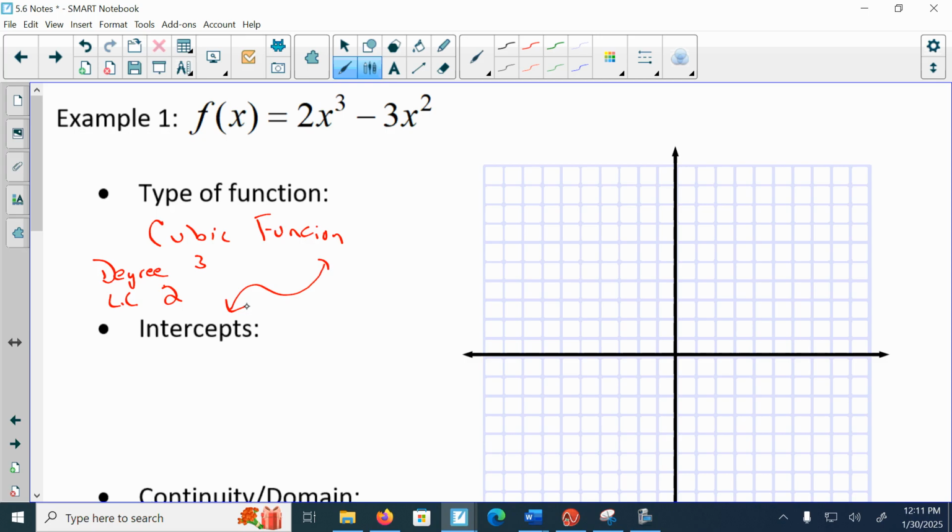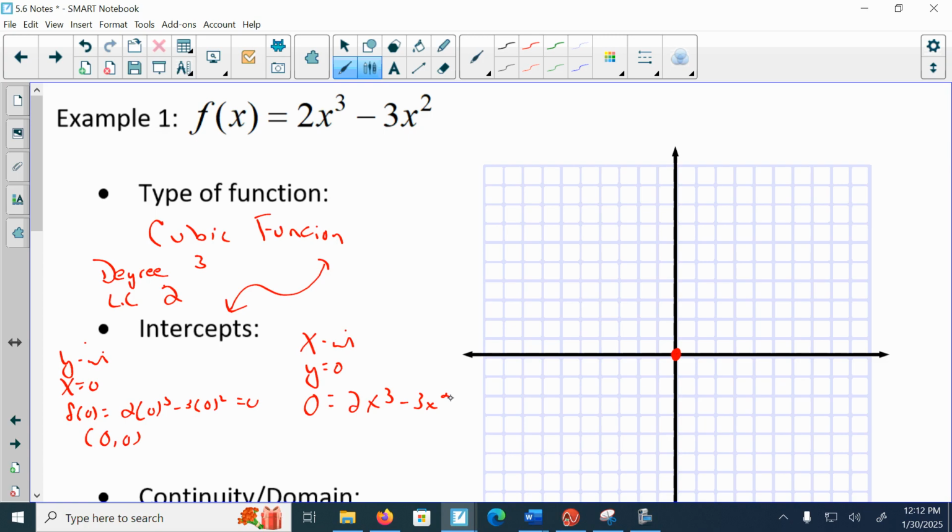My intercepts: if I want to find my y-intercept, I'm going to set x equal to 0. When I set x equal to 0, I get 2 times 0 cubed minus 3 times 0 squared, and that's just 0. So I have the point (0, 0), and I'm going to go ahead and plot that. Then I'm going to find my x-intercept, which is when y is equal to 0. To do that, I'm going to set the whole thing equal to y.